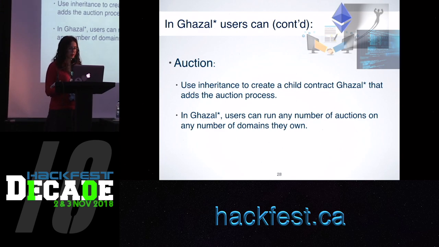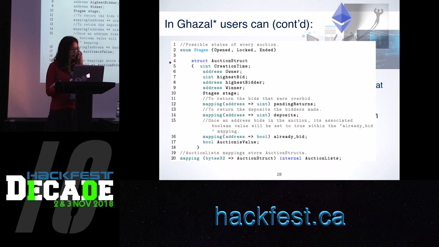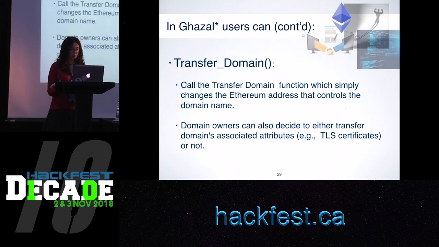Here's how we implemented the auction. As you can see, each auction can be at any stage of open, locked, and ended. That's because we didn't want the domain owner to run an auction on an expired domain name or on a domain name that is already under auction. So a user can run any number of auctions on any number of domain names they have, but only one auction at a time on each domain name.